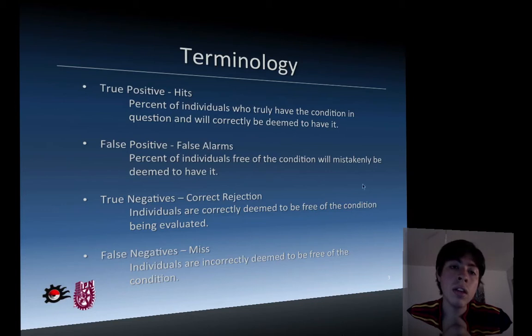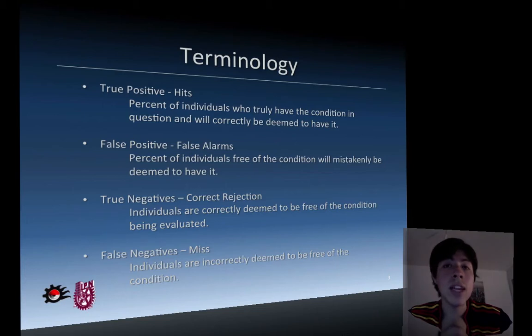First, we have the true positives. The true positives are also called hits. They are the percent of individuals who truly have the condition in question and will correctly be deemed to have it. We will explain this and the other concepts in deeper detail. We also have the false positives, which are also called false alarms. These are the percent of individuals free of the condition that will mistakenly be deemed to have it.